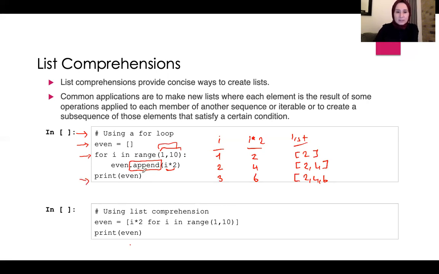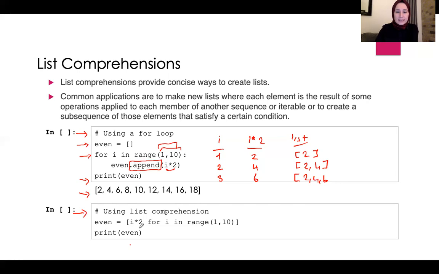And when you run this piece of code, this is the result you will get, right? This is how you can create a list using the for loop. And we have given another example using list comprehension here. Let's look at this one.